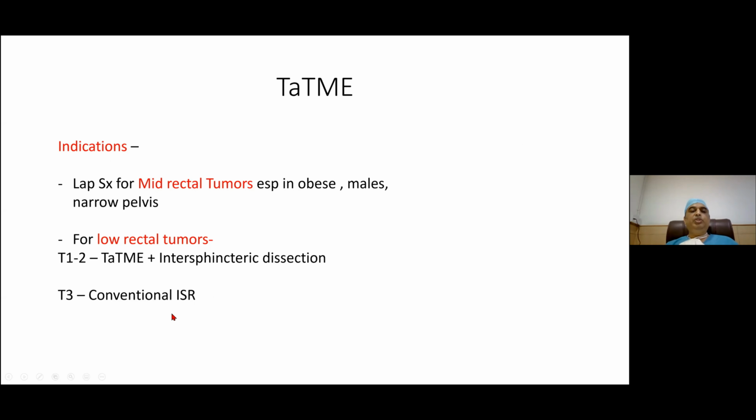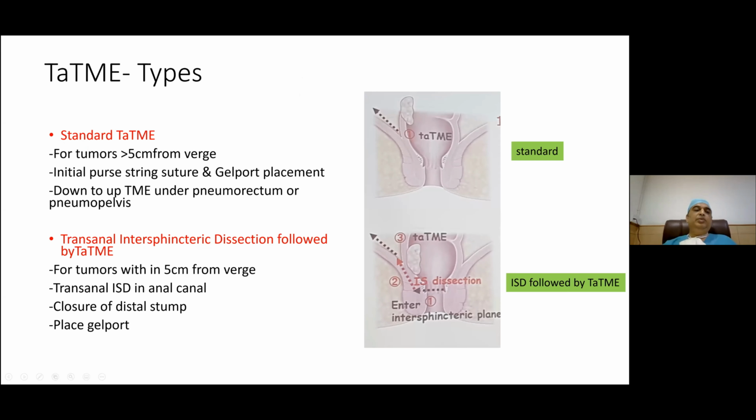But for T3 tumors, we have to do a conventional intersphincter dissection. These are two types of transanal TME. That is standard TME for tumors located more than 5 cm from the verge. In this, you can take a purse string after confirmation of the distal margin, put a gel port and do a transanal TME under the pneumorectum as well as pneumopelvis. Till the time you are doing a rectal dissection, it is under the pneumorectum. Once you reach the pelvis, then it is under pneumopelvis.